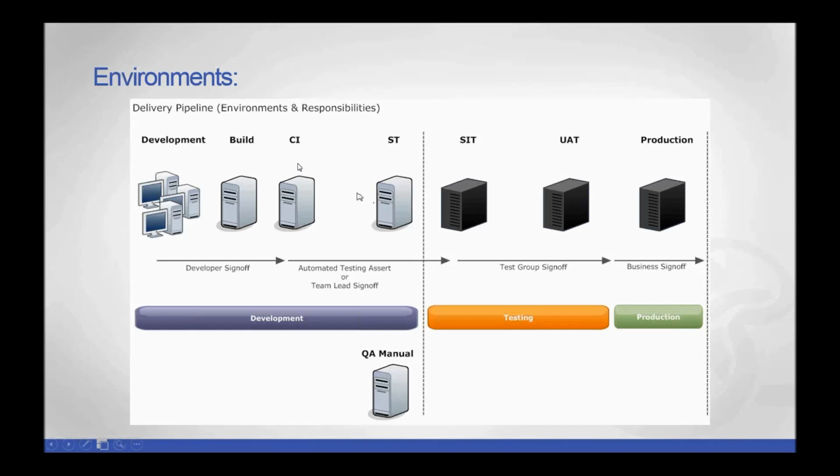The code goes into the continuous integration, or CI as we have named it in this case, environment, where the developers test code and check whether the applications run successfully with that code. Once the application has been tested and the developers feel that the code is working fine, the application then moves to the next stage.